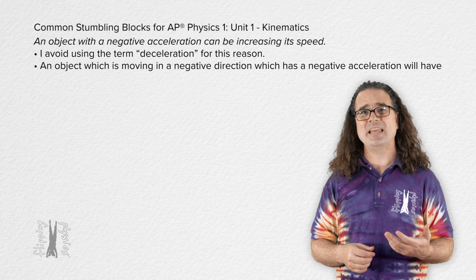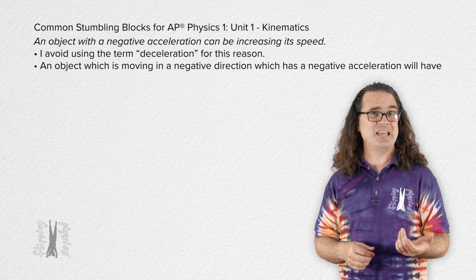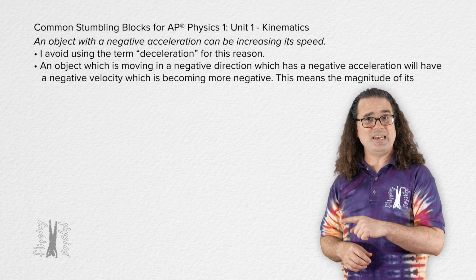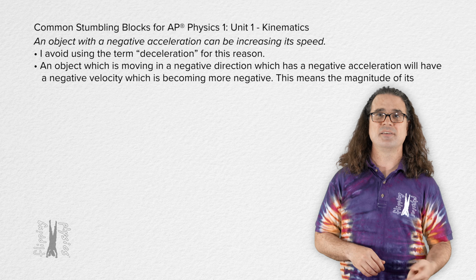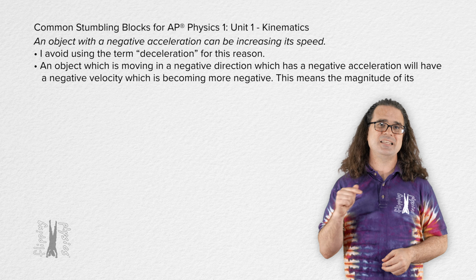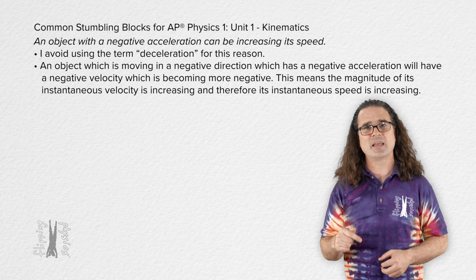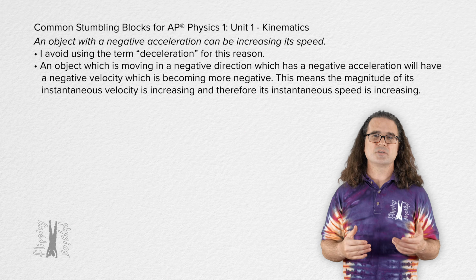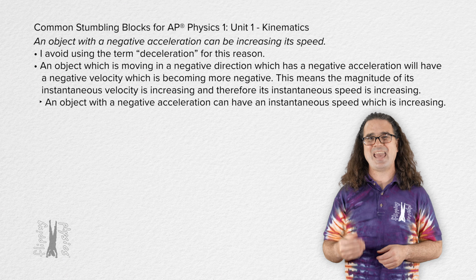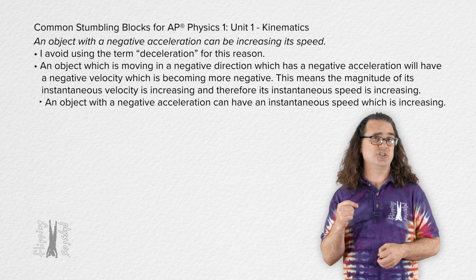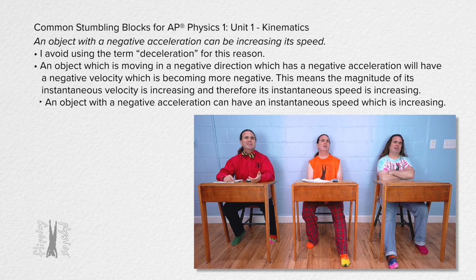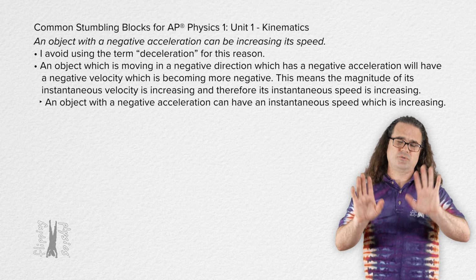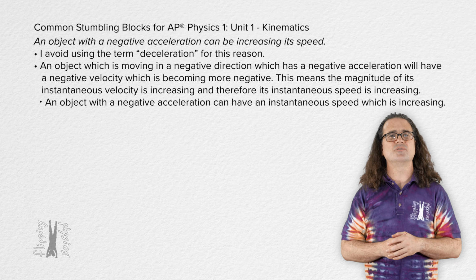which brings us to the fact that an object which is moving in a negative direction, which has a negative acceleration, will have a negative velocity, which is becoming more negative. This means the magnitude of its instantaneous velocity is increasing, and therefore its instantaneous speed is increasing. In other words, an object with a negative acceleration can have an instantaneous speed which is increasing. What? Don't worry. I will clarify that soon.